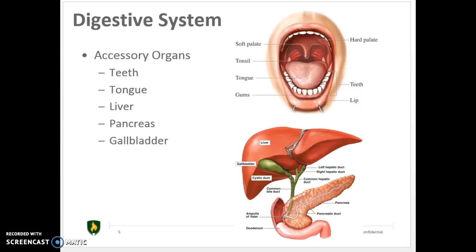Okay, the other part of the digestive system are the organs that help with digestion, but they're not part of that tube that we talked about. So they're considered accessory organs. The teeth and the tongue help to break the food into smaller bits. And then the liver, pancreas, and gallbladder all work together to secrete different secretions that help to break up the food in a chemical manner. But again, they're not part of that tube, so they're called accessory organs.